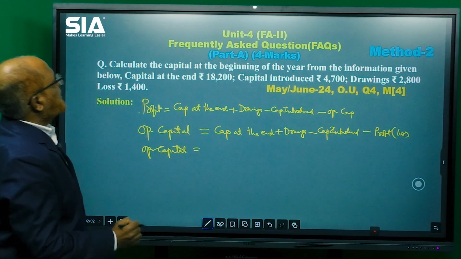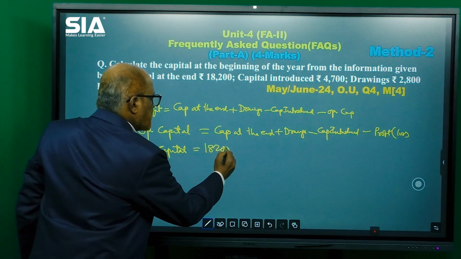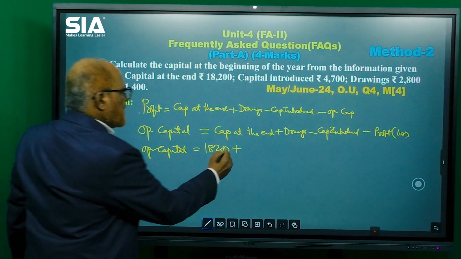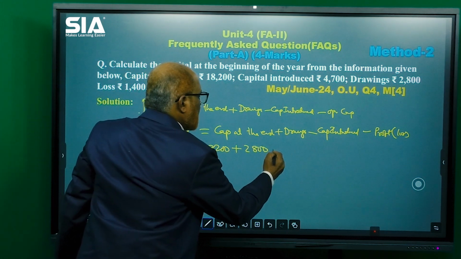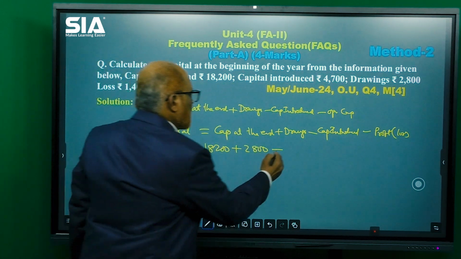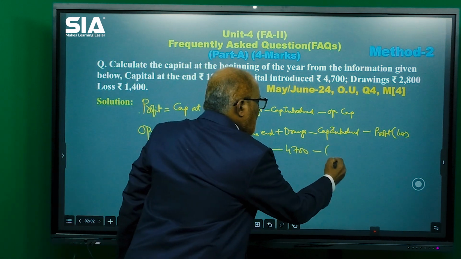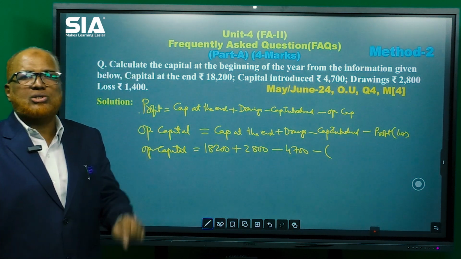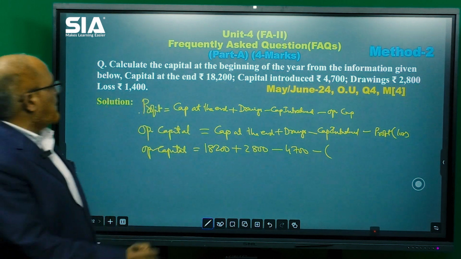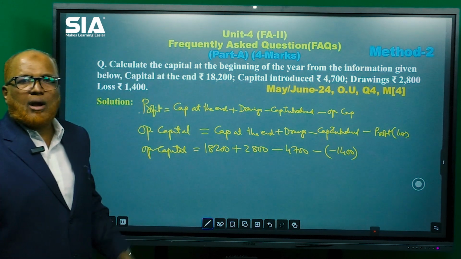Opening capital is equal to capital at the end of the year. It is given capital at the end of the year 18,200 plus drawings. Drawings are given in the problem as 2,800. So plus 2,800 minus capital introduced during the year. It is given as 4,700, minus 4,700. Now minus. Here instead of profit, we have a loss. The loss can be said as negative profit. How much is the loss we have? It is given loss as 1,400. So minus 1,400. So minus into minus will become plus.